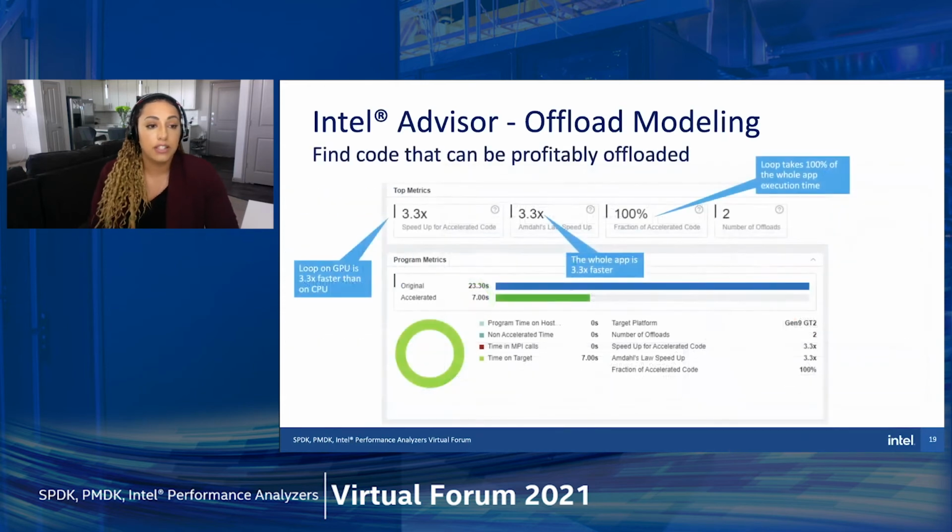So getting into a little bit more detail in these sections. Program metrics. Well, I guess we'll start with top metrics at the top of the slide here. So we can see our top metrics. This is kind of just a snapshot of overall how your application performed with these projected results. So we've got the speed up for the accelerated code is 3.3x. The whole application is 3.3x faster on our target device. And this loop is going to take up 100% of the whole application's execution time. And it's identified a total of 2 potential offloads.